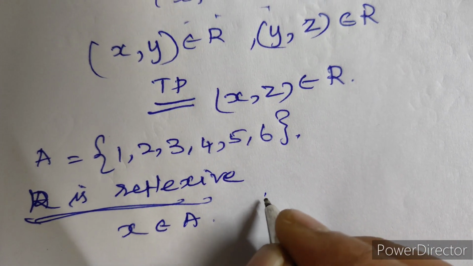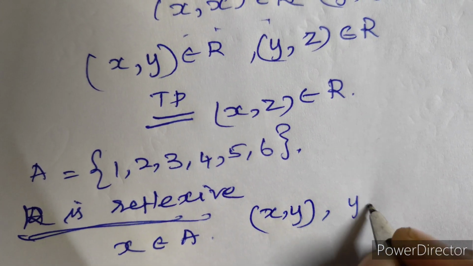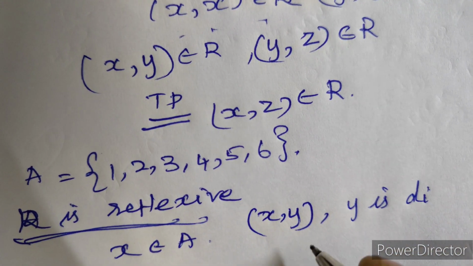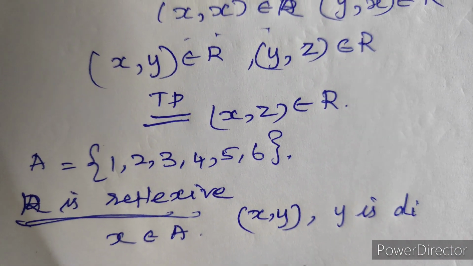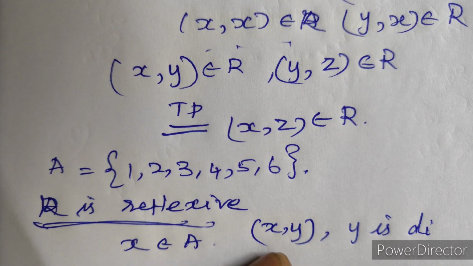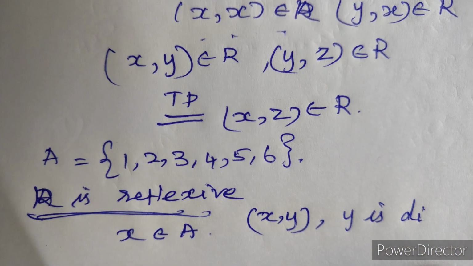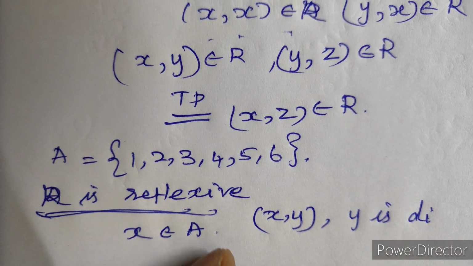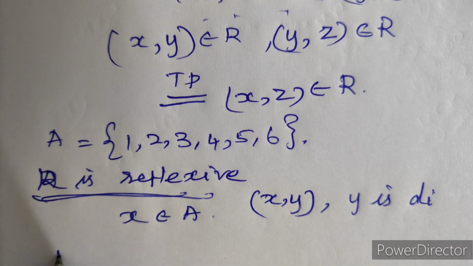The relation is (x, y), that is, y is divisible by x. So here, if I take (1, 1), (1, 2), then (2, 2), (3, 3), every element is divisible by itself. Only 0 is the exception, but here in this set A, 0 is not included. Therefore, R is reflexive.